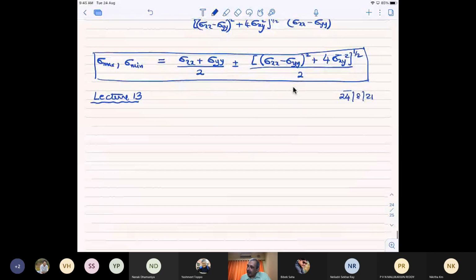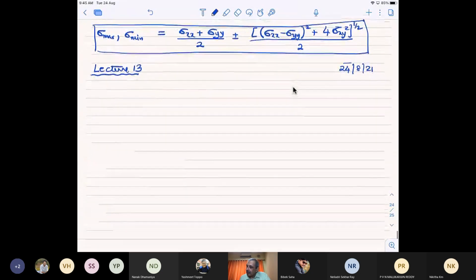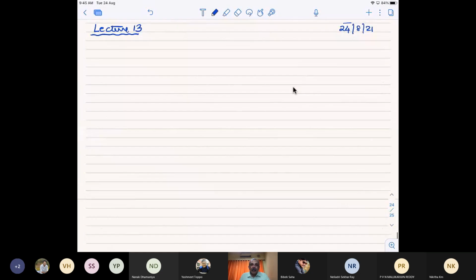And so this is where we had ended last time. Sigma max, comma sigma min. This is what we had got. And today, let me just start with a simple thing. Let's just do an example. I'm giving you this.